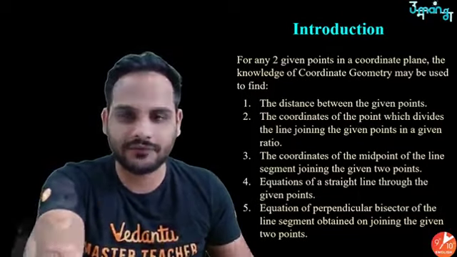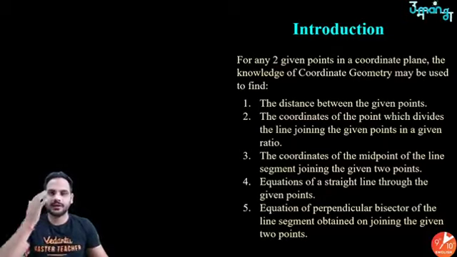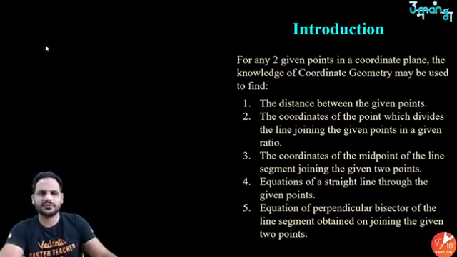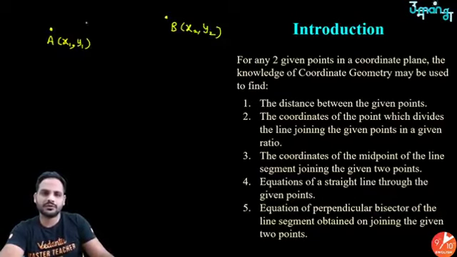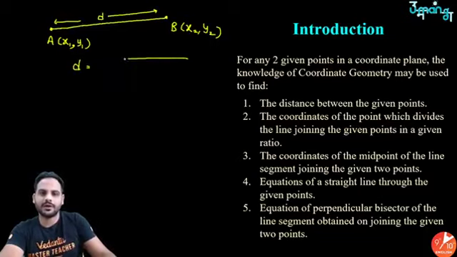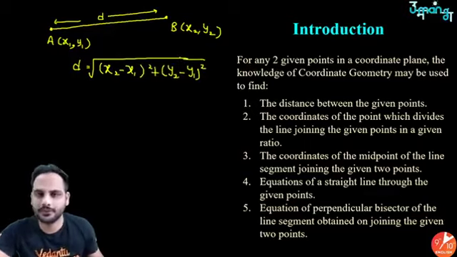So first, a small thing which all of you know, the distance formula. Suppose there is a point A whose coordinates are x1 comma y1, and a point B whose coordinates are x2 comma y2. If I join them with a straight line, this distance D will be equal to the square root of (x2 minus x1) whole square plus (y2 minus y1) whole square. Right? This we know. Correct?